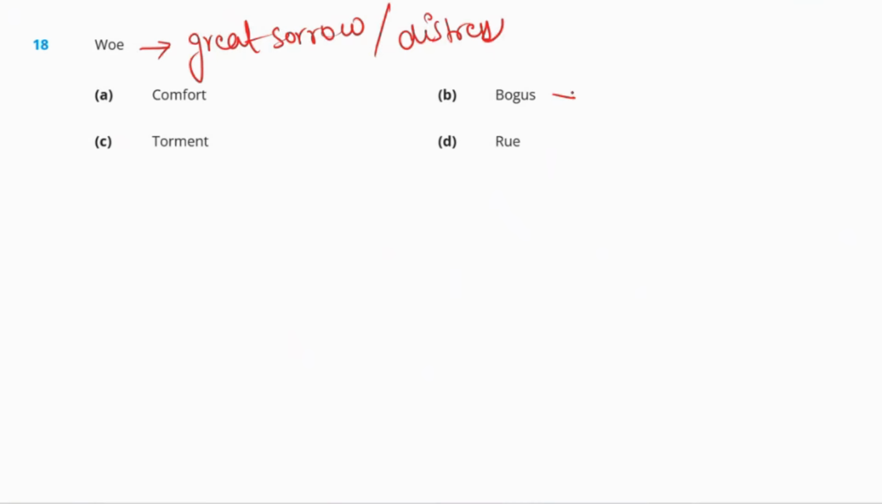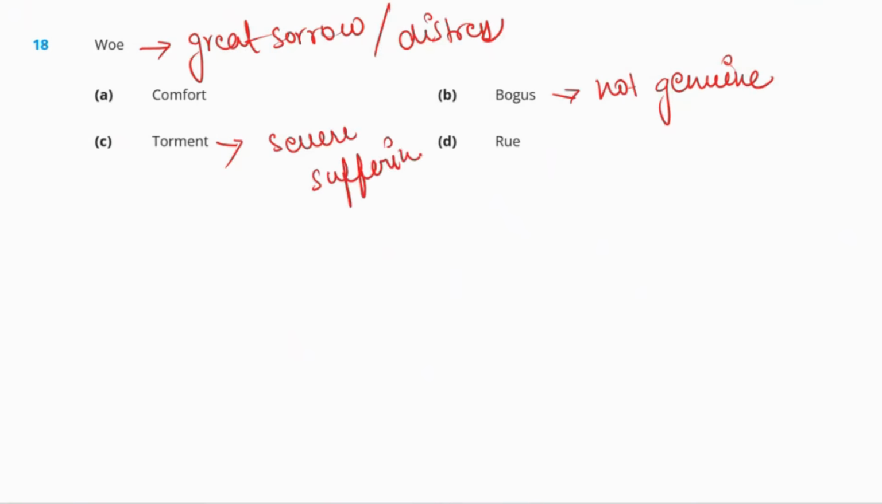Okay. Now, bogus means not genuine. Torment means severe suffering. And the last word is rue. So what does rue mean? Rue means bitterly regret. So out of all of these options, the right answer to the question is option A, comfort. Okay, what is the opposite for sorrow or distress? The answer is comfort.